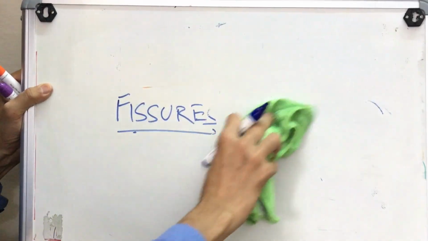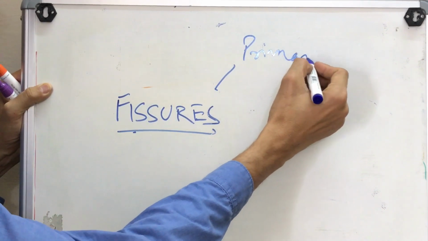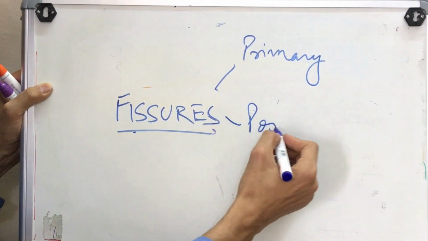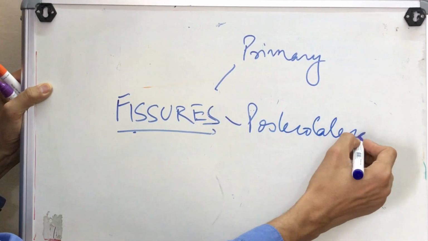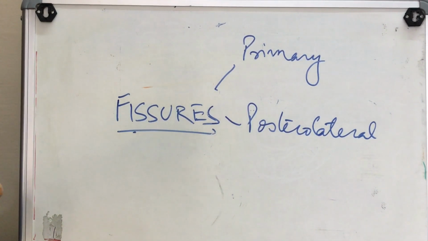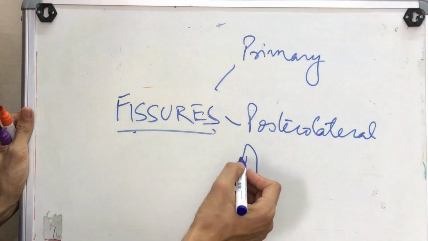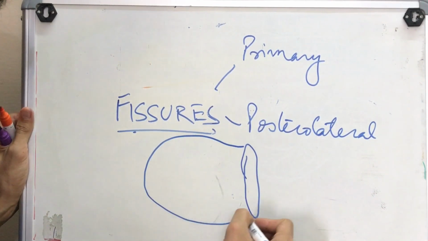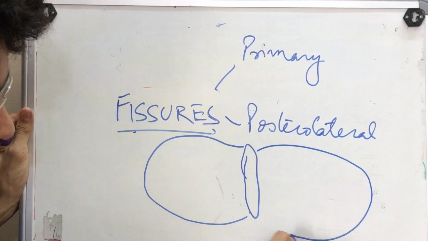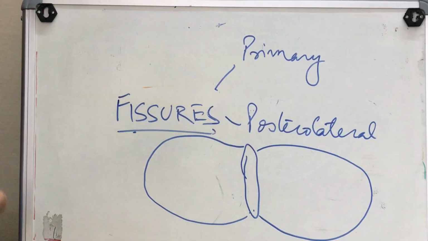One is the primary fissure and the second one is the posterolateral fissure. Now this posterolateral fissure separates a bit of the vermis. Let's say if we look at the cerebellum structure, if we try to draw the diagram this way, cerebellum. Pardon me for my bad drawing. I'll try to insert a few of the actual diagrams in between.